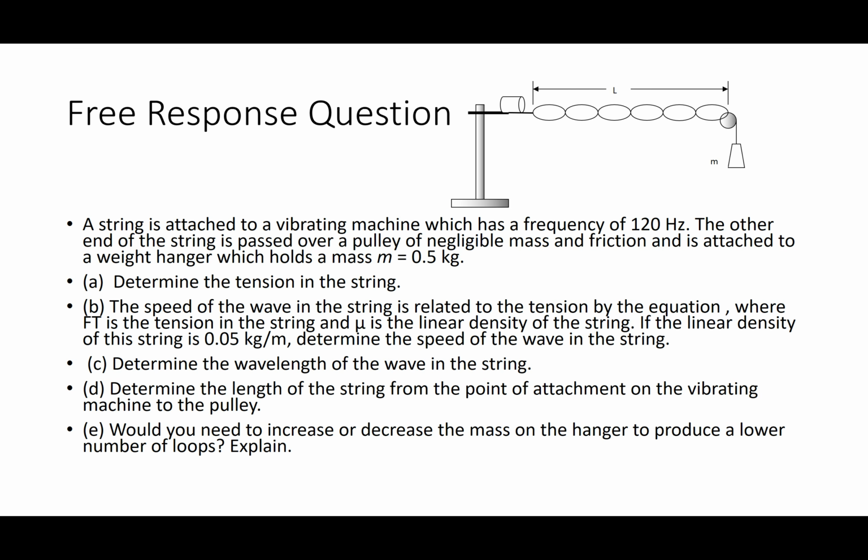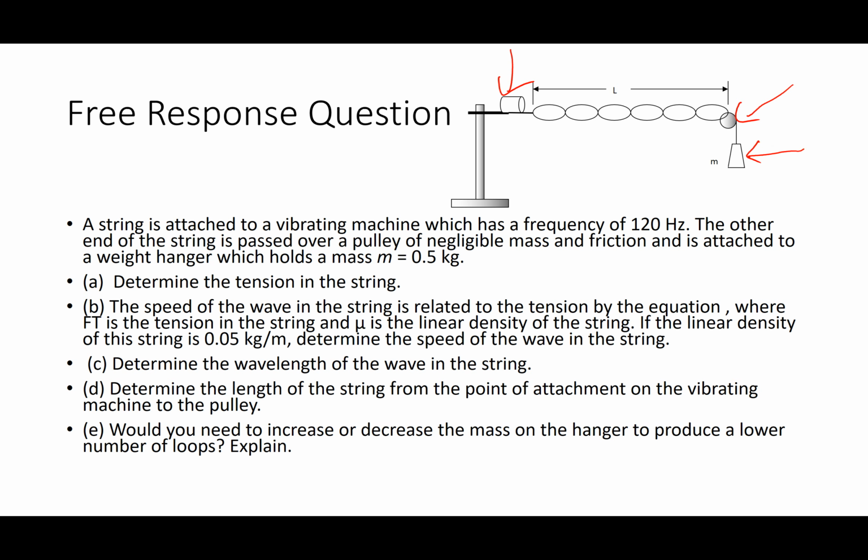Forgot about one thing. We have a free response question that we need to look at as well. All right, so we have a string attached to a vibrating machine. So this is the vibrating machine over here with a frequency of 120 hertz. The other end of the string is passed over a pulley. So this would be our pulley right here. And is attached to a weight hanger, which holds a mass of 0.5 kilograms. That would be this. Determine the tension in the string.